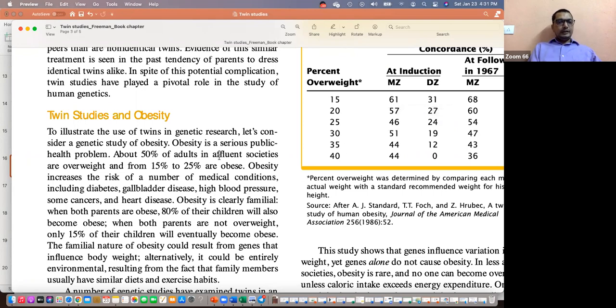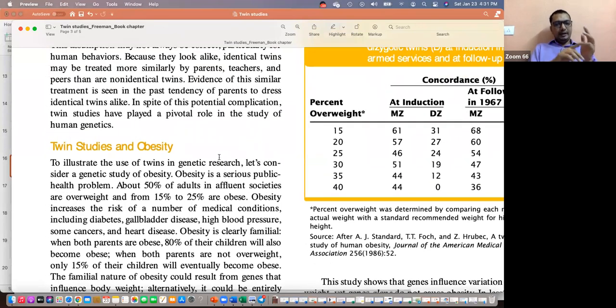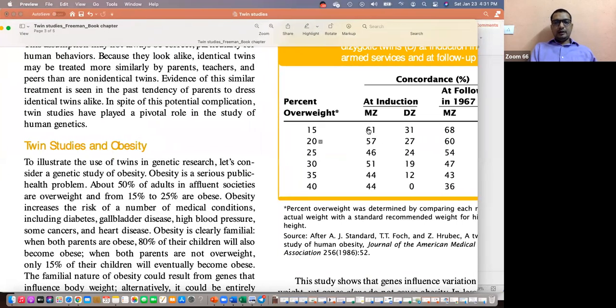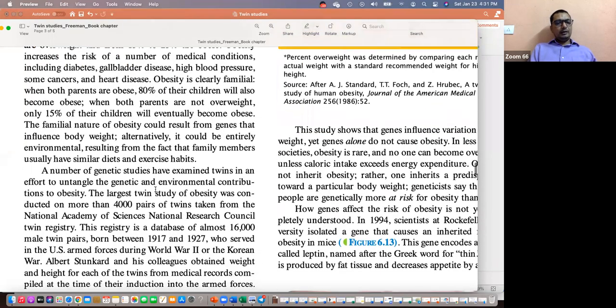Okay, is it clear to you? The case study clear to you? So what they have done here, they collected enough data for monozygotic twins and dizygotic twins. Okay, and then from the data, they calculated concordance value for monozygotic twins at different weight differences and for dizygotic twins.